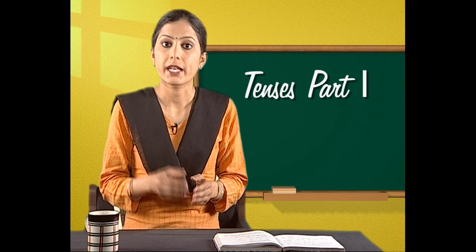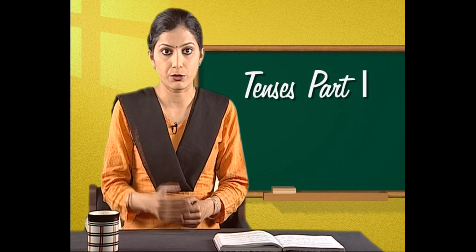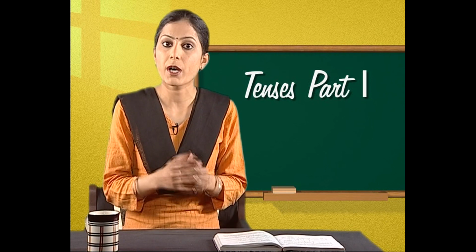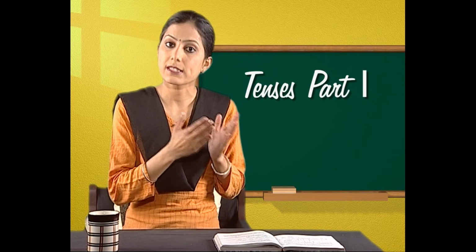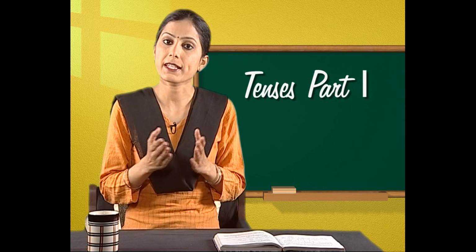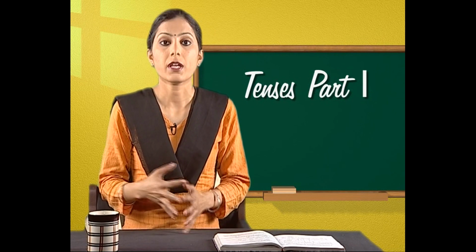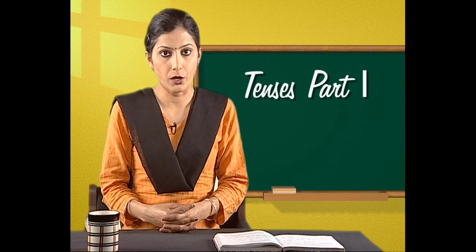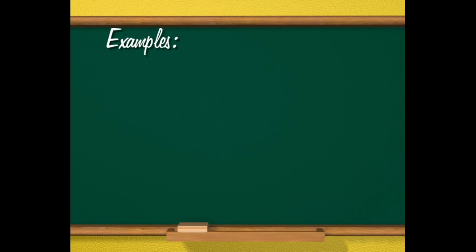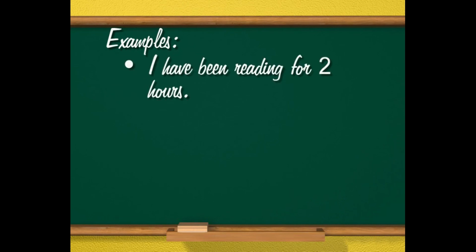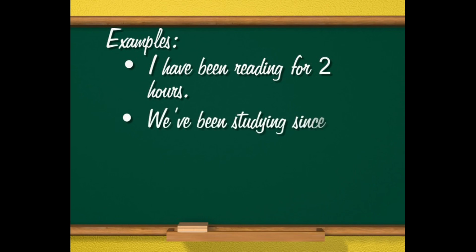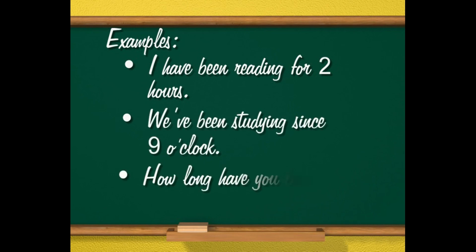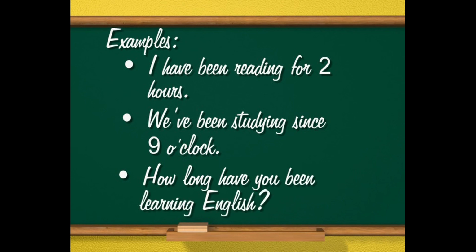We use the present perfect continuous tense to talk about an action that started in the past and is continuing now. This is often used with for or since. I have been reading for 2 hours. We have been studying since 9 o'clock. How long have you been learning English?